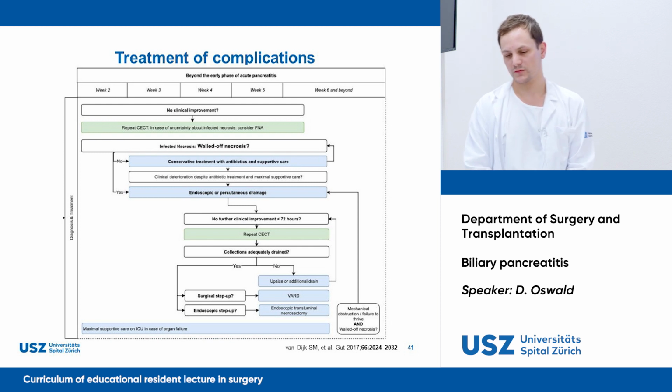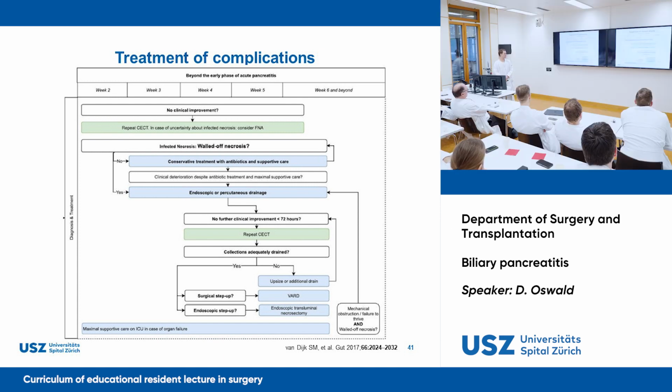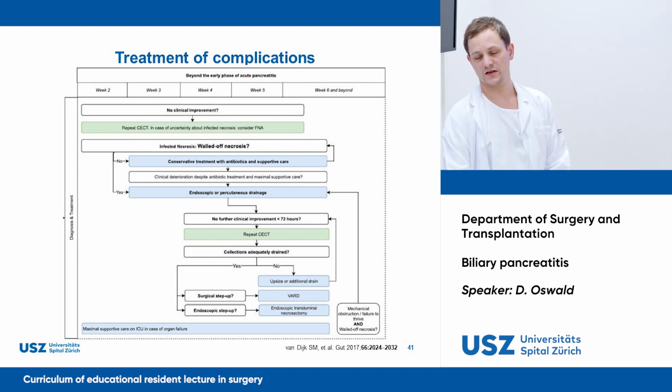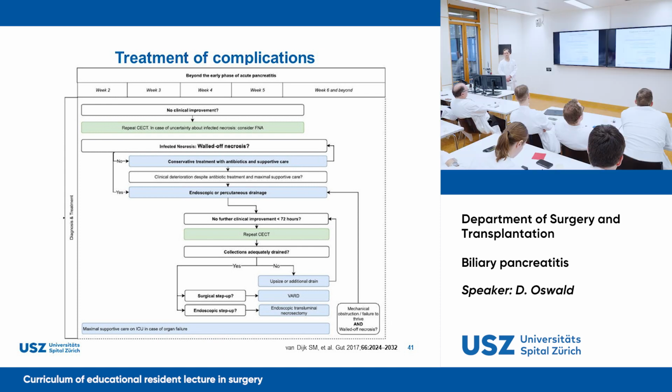Important is what stands on the bottom of the page: the maximal supportive care in the ICU in case of organ failure. That's always important for this severe pancreatitis. They need to be on the intensive care unit of a big center. And on the left bottom is this other indication for intervention, a mechanical obstruction or failure to thrive and walled-off necrosis, even if there is no infection.